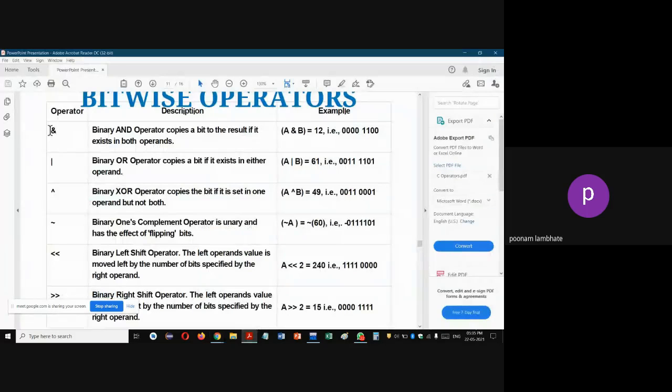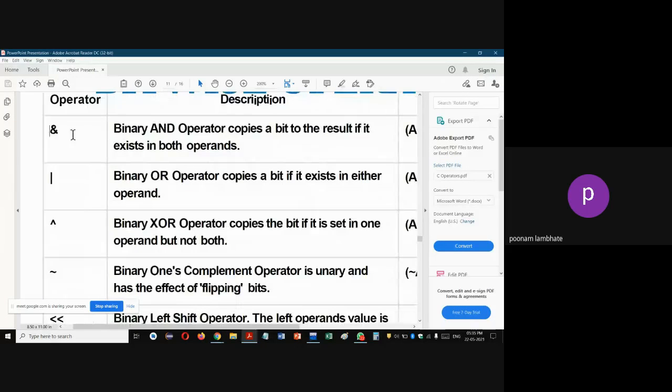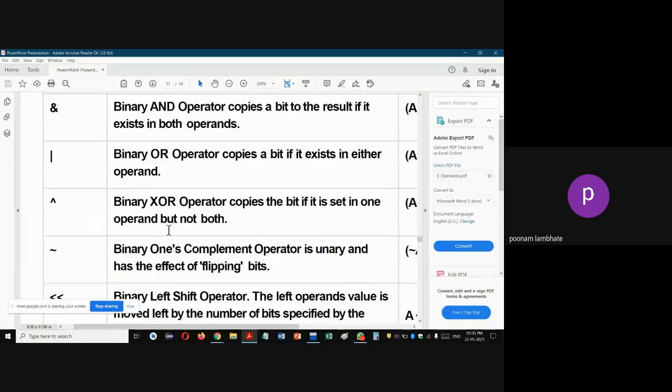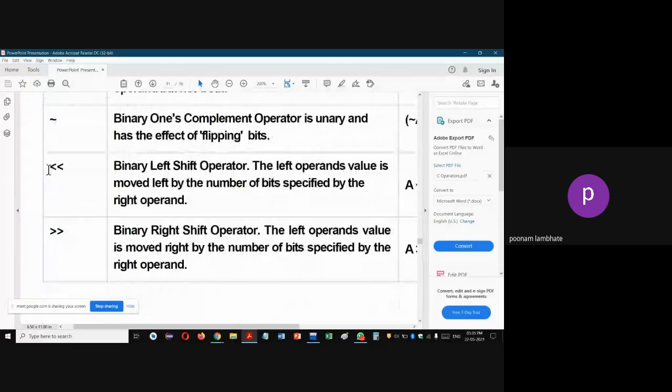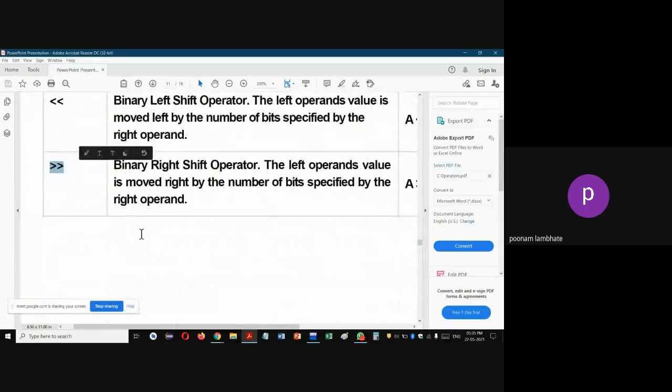So let us revise the bitwise operators. You must specify the operator or the symbol only once. That is, ampersand stands for bitwise AND, pipe is for bitwise OR, caret is for bitwise XOR, tilde is for ones complement or negation or inversion, you can say. This is left shifting, this is right shifting.